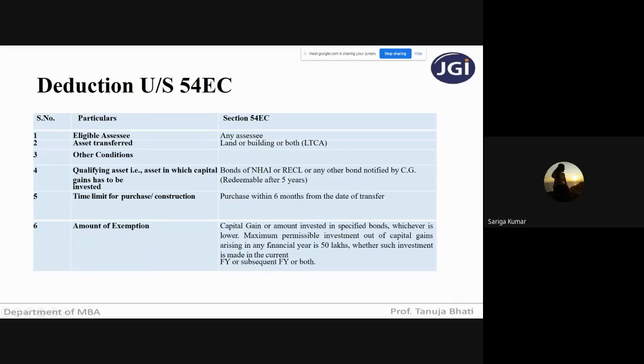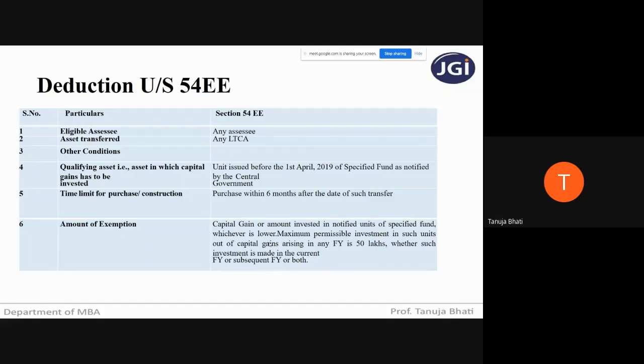Yes, ma'am. Next, you will understand it better when we solve problems on considering deductions. So how to identify which section and all, we will see in the subsequent lecture. Now let us see deduction under section 54EE.